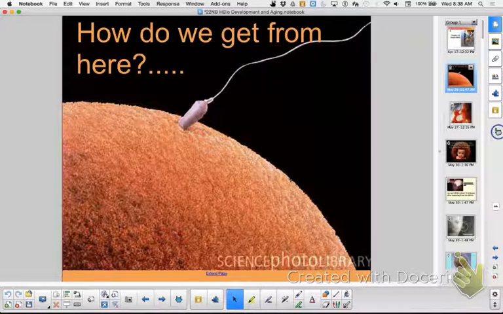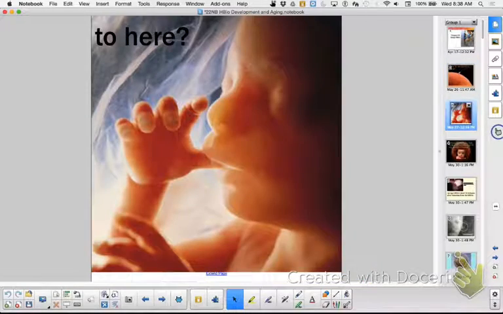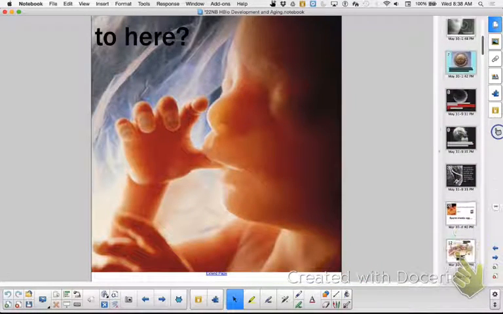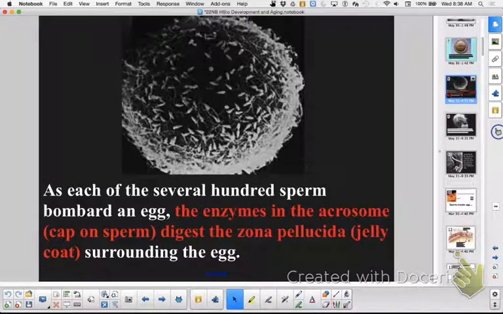We're going to do a quick review of the earlier part of this chapter, Chapter 22. How do we get from here to here? That was our question. We talked about how there are millions of sperm, all trying to get into the egg. The first one that gets there that's able to digest the jelly coat.